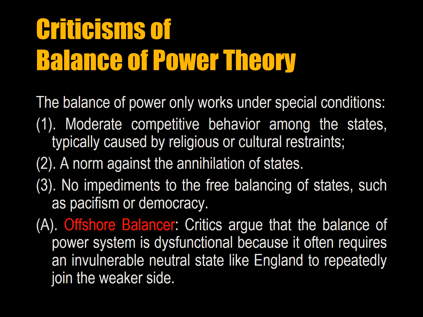Now, breaking into letter values, A, critics argue that the balance of power system is dysfunctional because it often requires an invulnerable neutral state like England to repeatedly join the weaker side. So England is an offshore balancer. It floats off on the coast of Europe and it intervenes and picks whichever side is weakest and backs them.